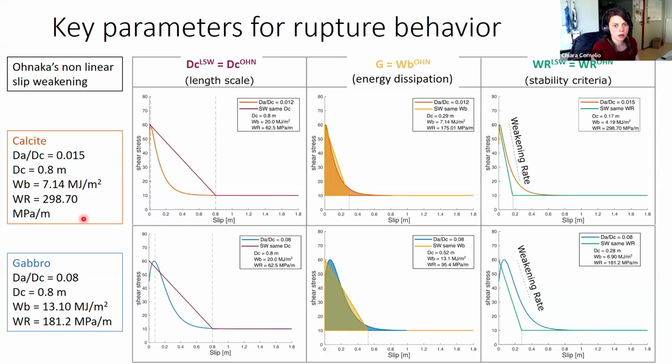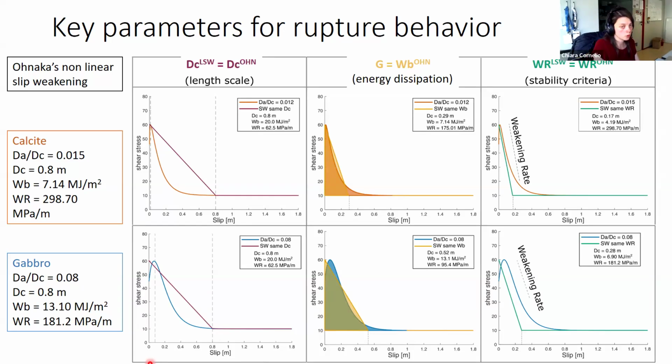Then we compare with the linear slip weakening one by keeping constant either the dC distance, here 0.8 meter, or the energy, so the integral of the breakdown energy, the integral of the shear stress over the slip above the minimum value, which is the yellow area over here, or the weakening rate, the rate at which the dynamic weakening is occurring. This is also the color code in which I will present the results in a few slides. This has been done both for calcite and gabbro.